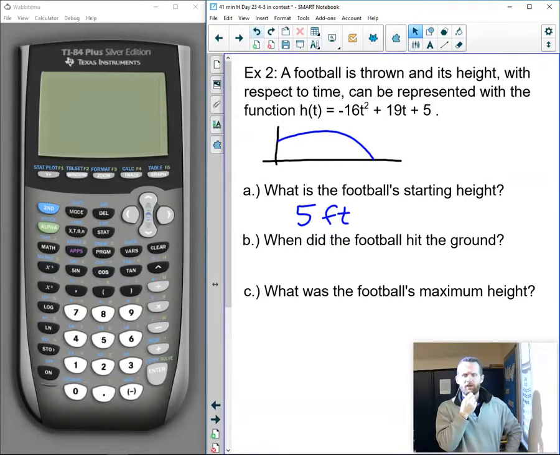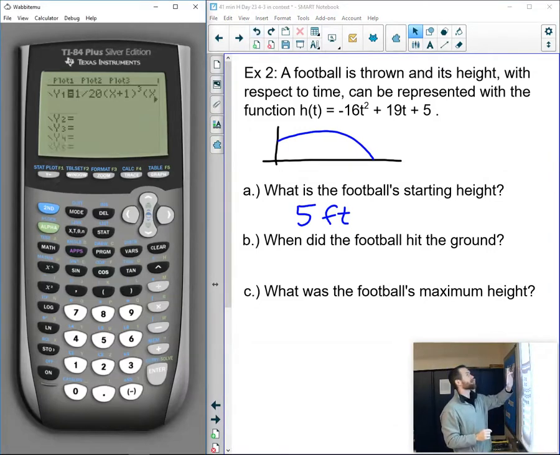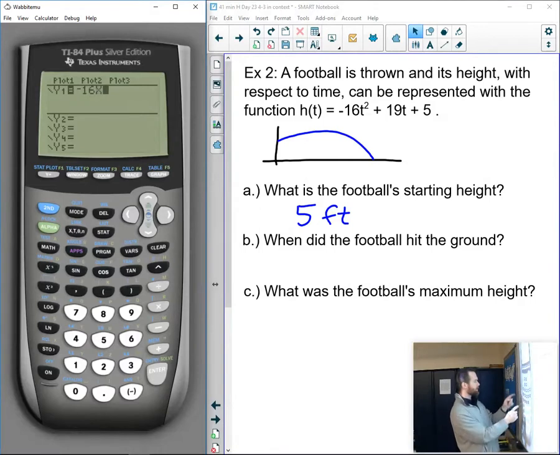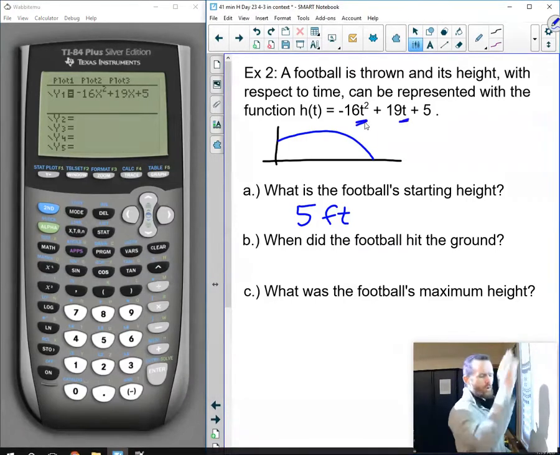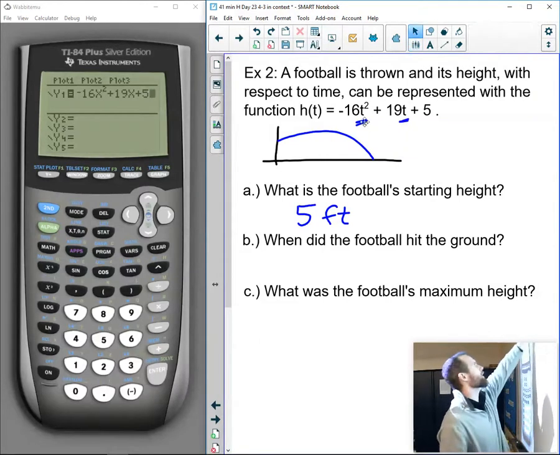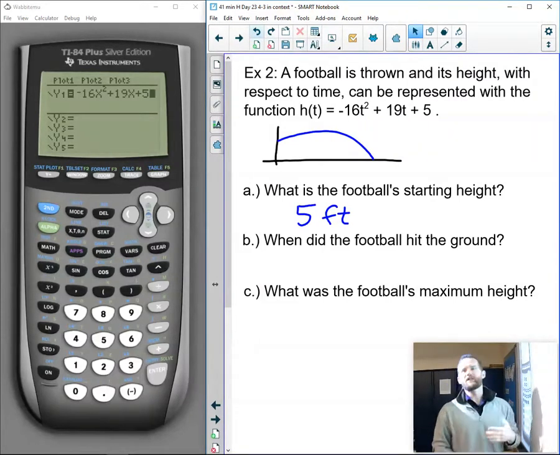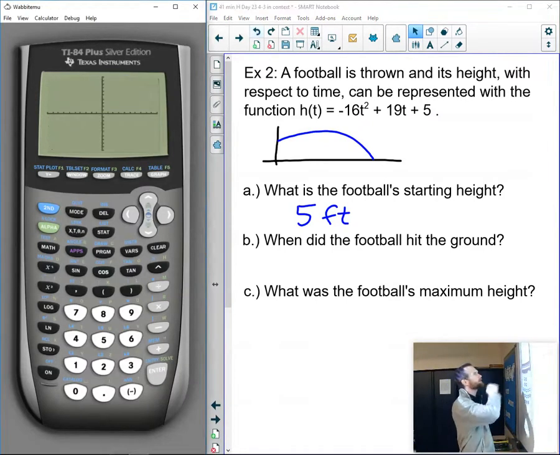Now it said, when does the football hit the ground? Here I'm actually going to plug it into my calculator. So I'm going to clear this out. And it's negative 16x squared plus 19x plus 5. Even though we see t's in our original equation, you want to make sure you're still hitting the x button on your graphing calculator. The calculator doesn't understand what t is. You have to use x. Now I'm going to graph.